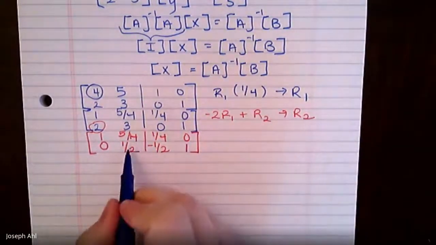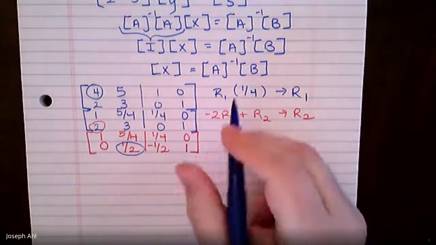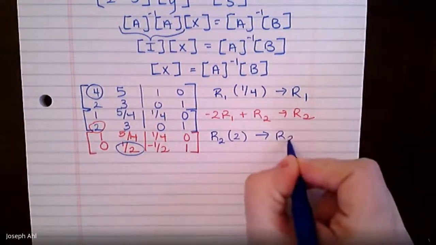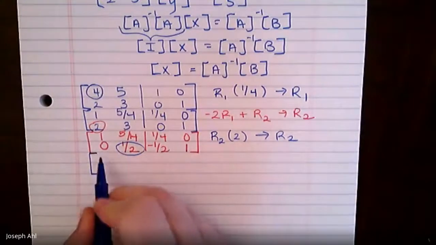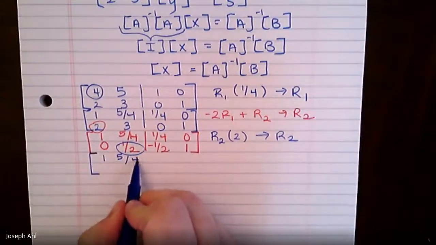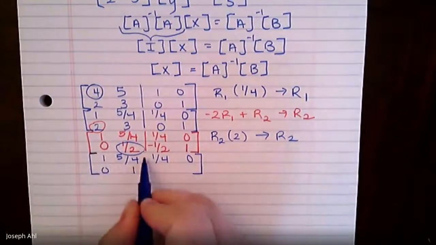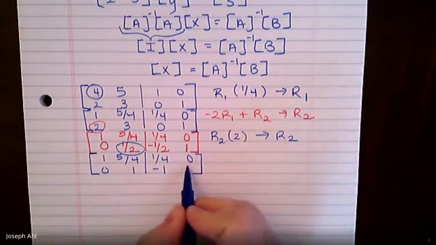We don't want 1/2. We want there to be a 1 there. So you're going to take row 2 and multiply it by 2. It's kind of a nice step. So the top row stays the same. The bottom row is now 0, 1, -1, and 2.